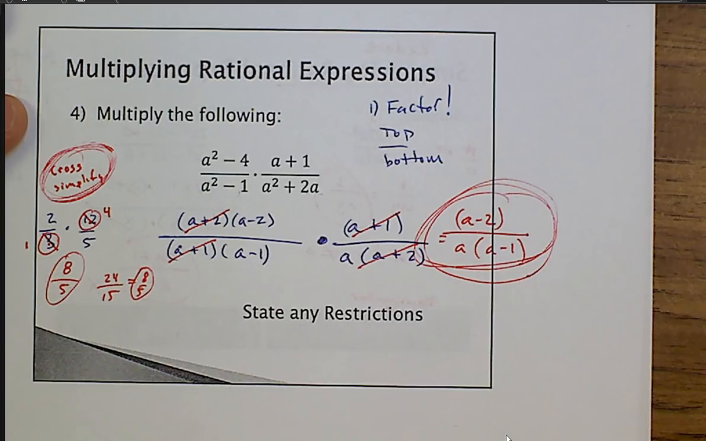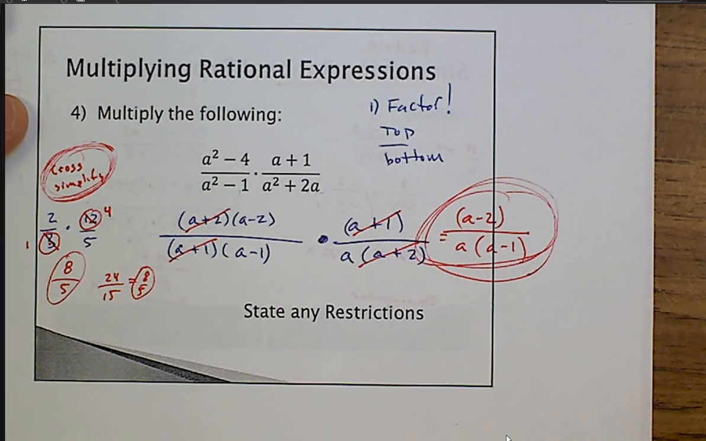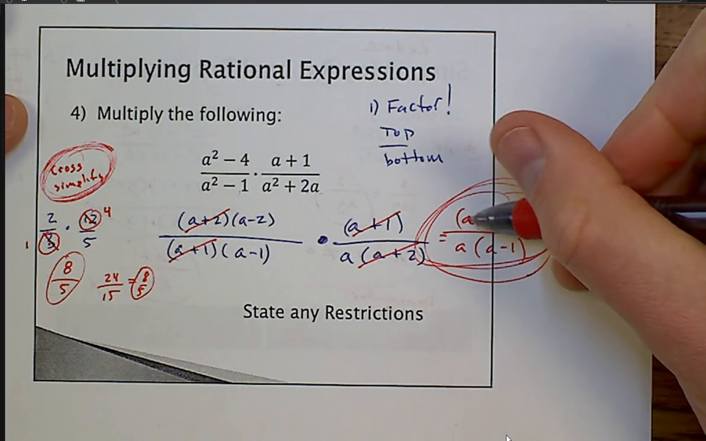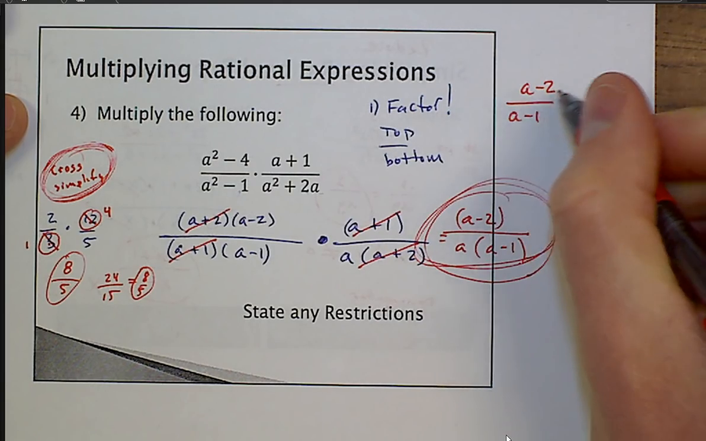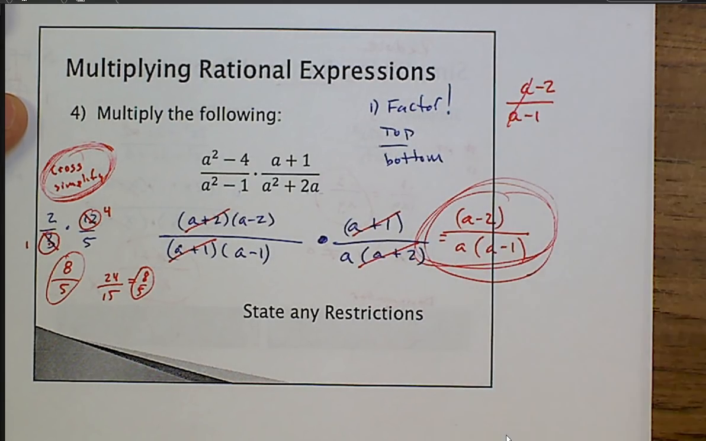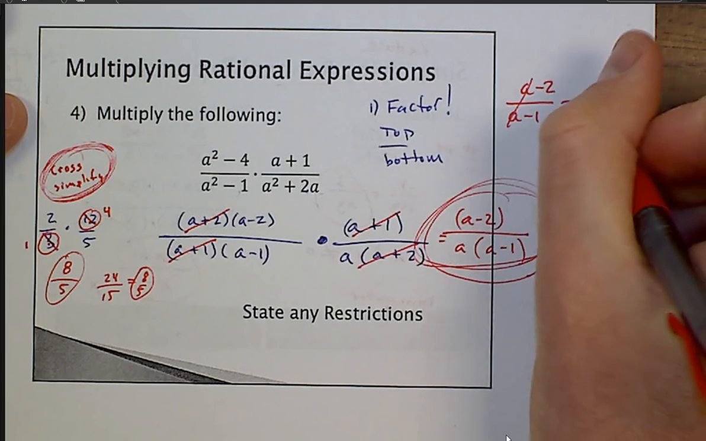Now, what are a lot of students going to do wrong? They're going to cross out these a's here, right? You could get an answer like this, a minus 2 over a times a minus 1, and I'm going to have kids go, oh, I'm going to cross out those a's, and I just get positive 2 as an answer. Please don't do that.